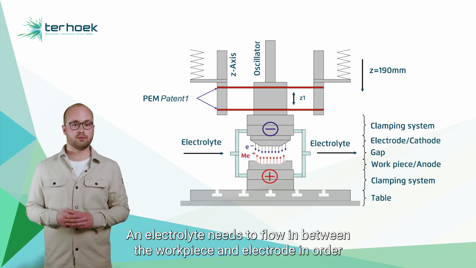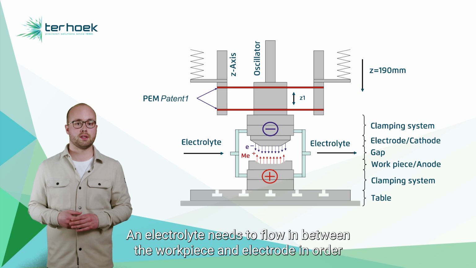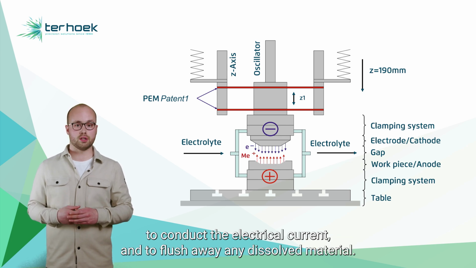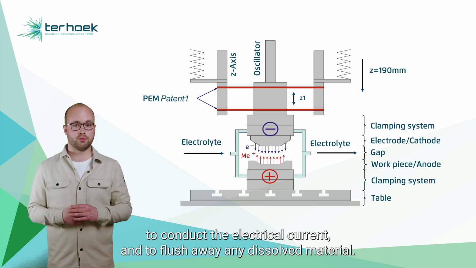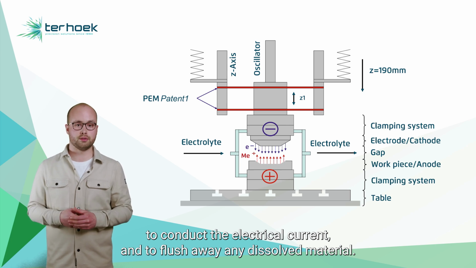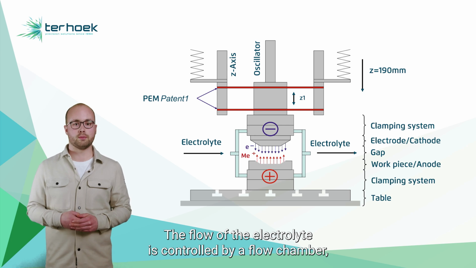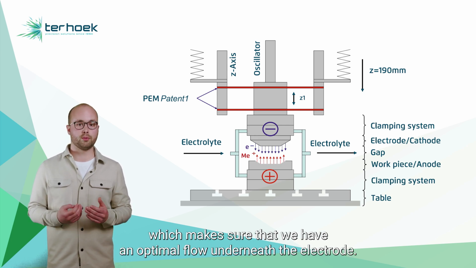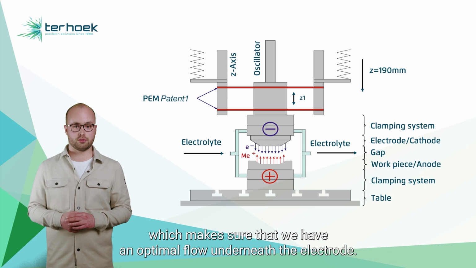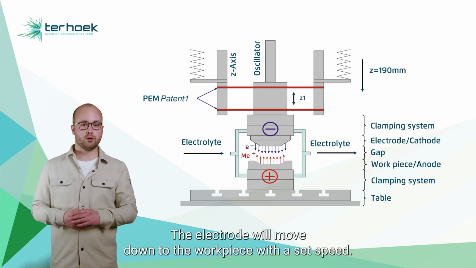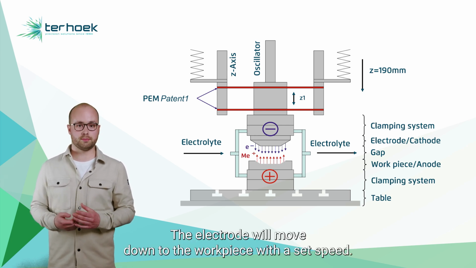An electrolyte needs to flow in between the workpiece and electrode in order to conduct the electrical current and to flush away any dissolved material. The flow of the electrolyte is controlled by a flow chamber, which makes sure that we have an optimal flow underneath the electrode. The electrode will move down to the workpiece with a set speed.